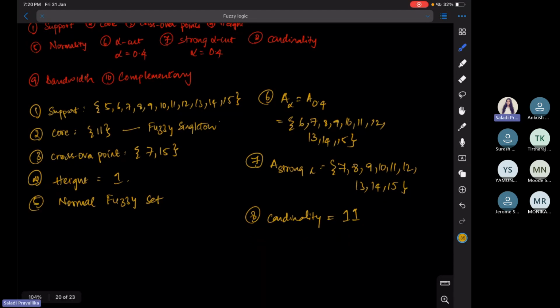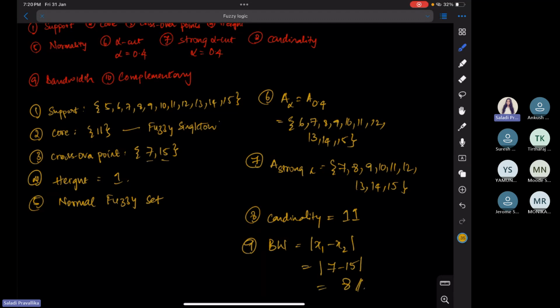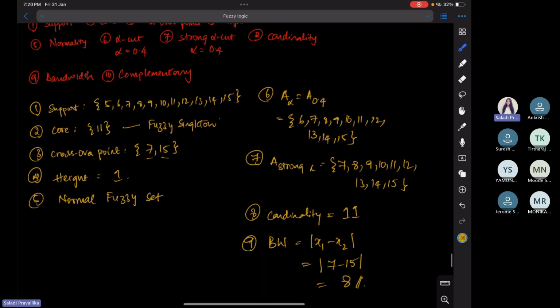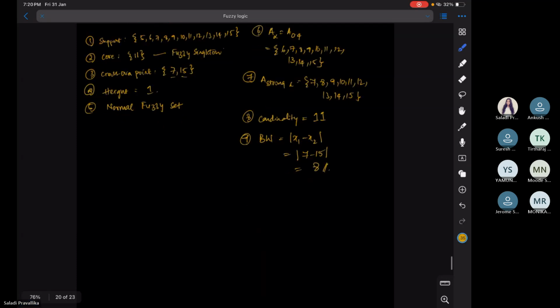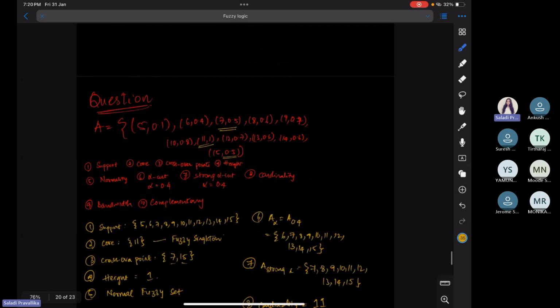Now let's look at bandwidth. Bandwidth is the difference between the two crossover points, that is modulus of x1 minus x2. Our crossover points are 7 and 15. So modulus of 7 minus 15 is equal to 8. So our bandwidth is 8. Let's find the complement of it. Let me bring down the question again.